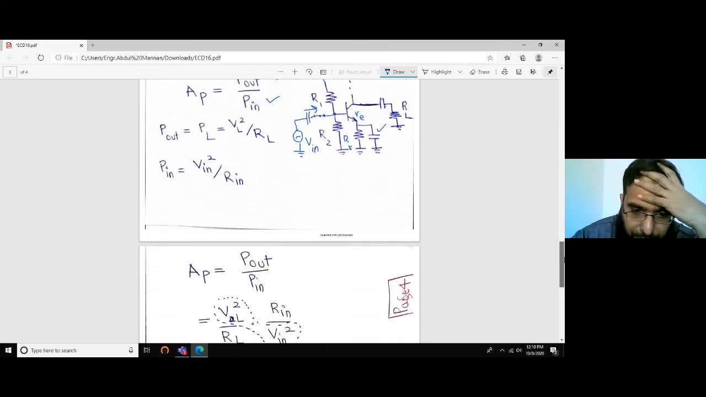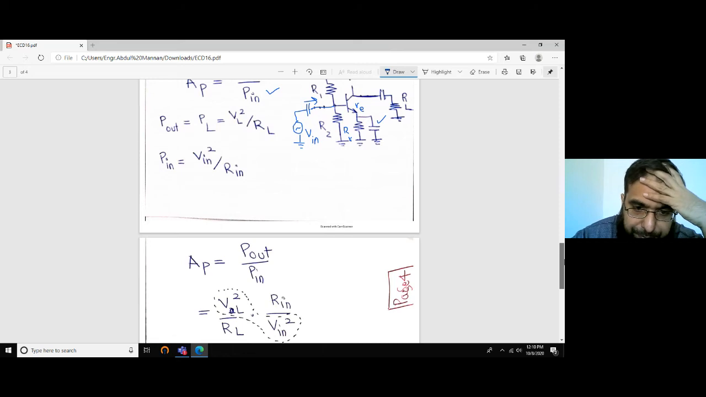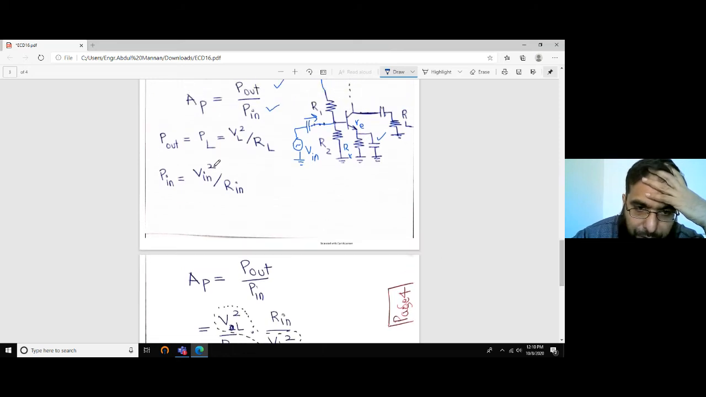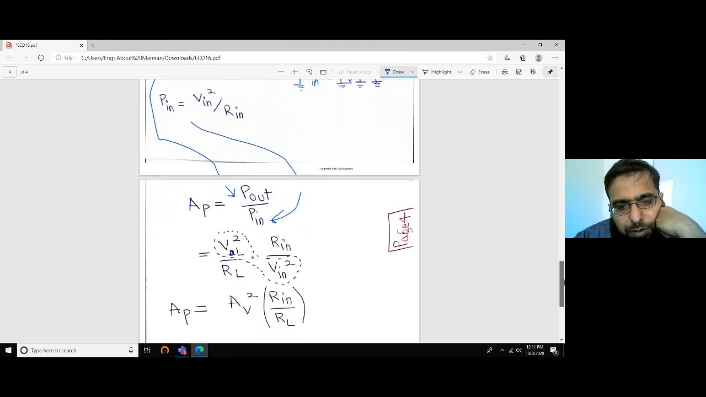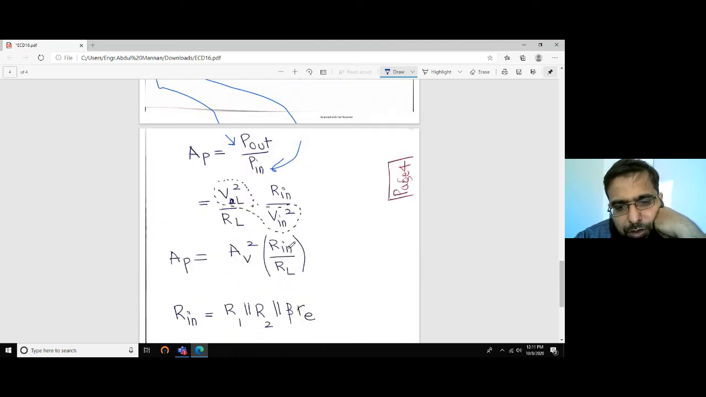So AP is Pout over Pin. Let's plug the formulas for Pout and Pin here. Pout is this, Pin is this. If we put this and solve a bit, it comes out to be AV squared Rin over RL, where AV is the voltage gain. This is because we have VL squared over Vin squared. So VL over Vin whole squared gives us AV squared. So AV squared Rin over RL.